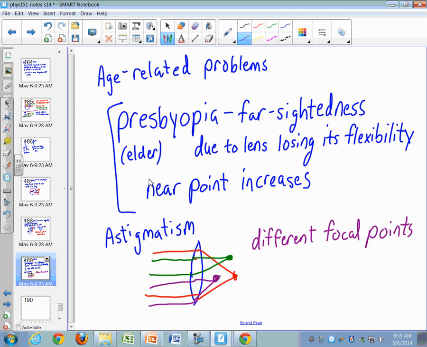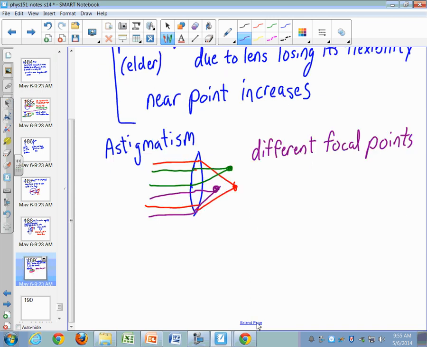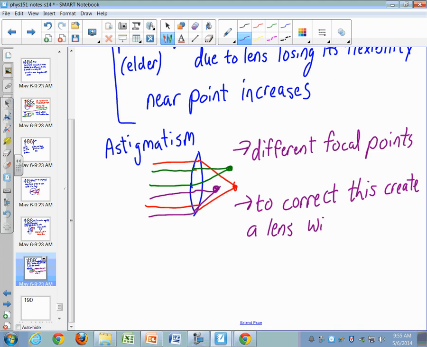And you can correct this. I don't know how they make these exactly. I mean, you can grind lenses to have whatever focal points you want. But the way you correct this is you just create a lens that has different focal points, right, to counterbalance whatever the focal lengths of your eyes are. Again, I don't know how optometrists do that, but to correct this, create a lens with different focal points, to counter the focal points or to correct the eye.